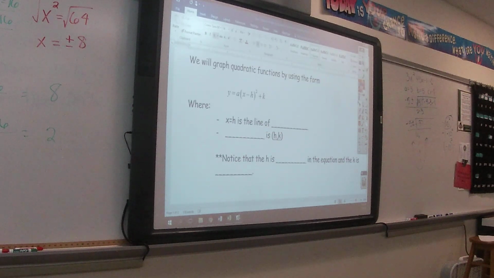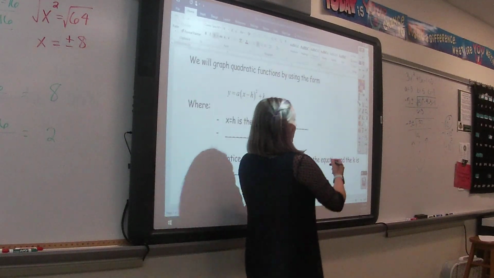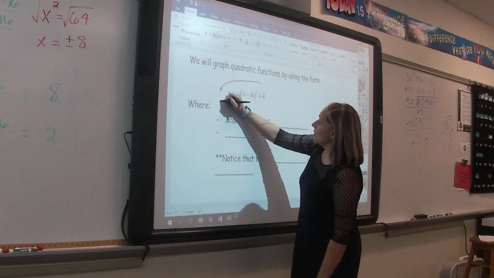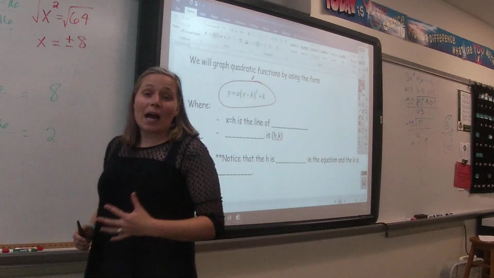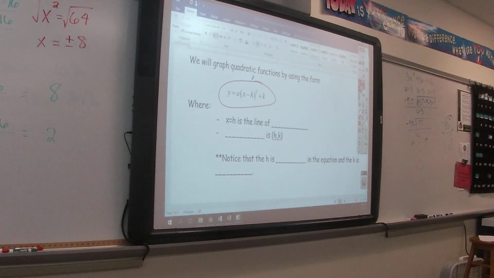Today, when we look at graphing quadratics, our quadratics are going to be given to us in this form. Right now, I just need you to trust me that quadratics can be in that form.